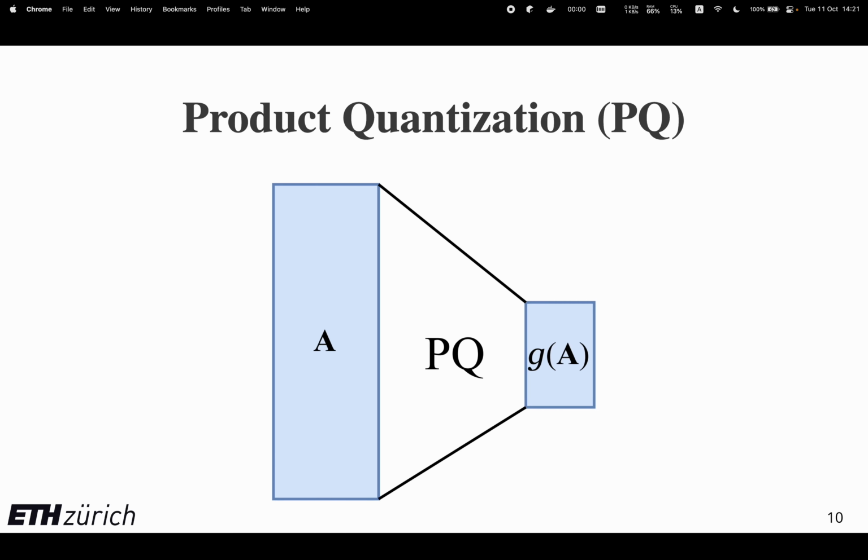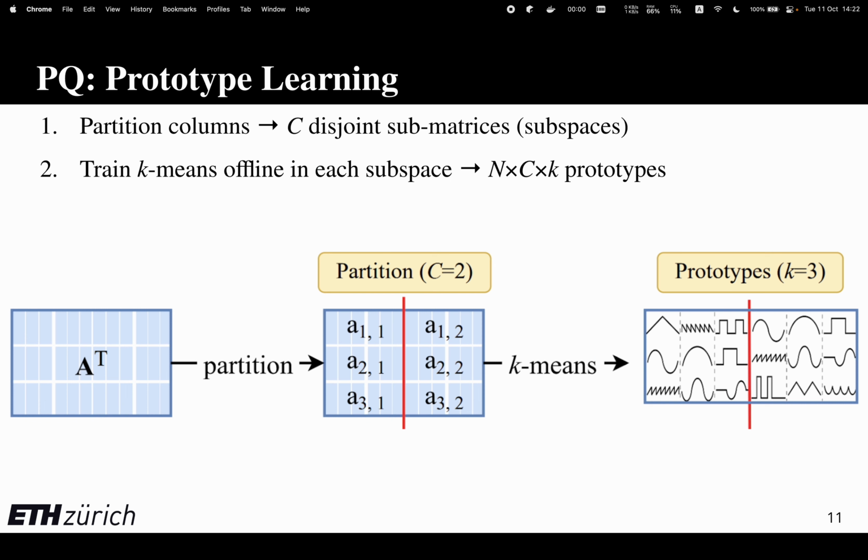Okay. So the goal of product quantization is to compress the data matrix A into an approximation, but of a lower dimension. So the first step in this process is to learn a set of so-called prototypes. So what are those things? So say we have the data matrix A.